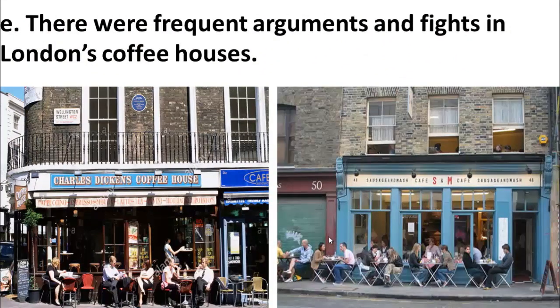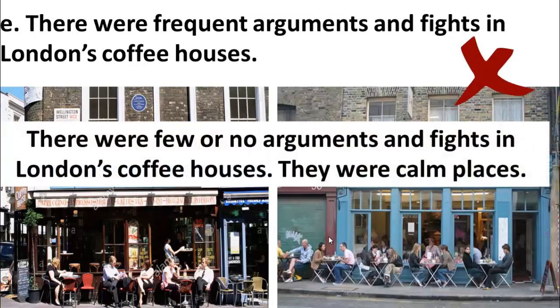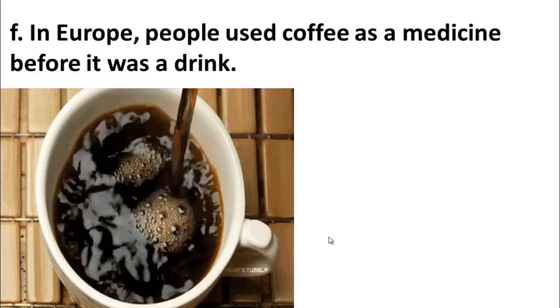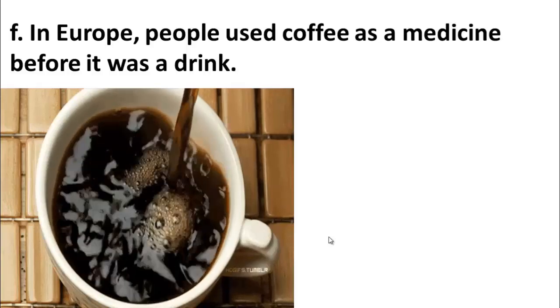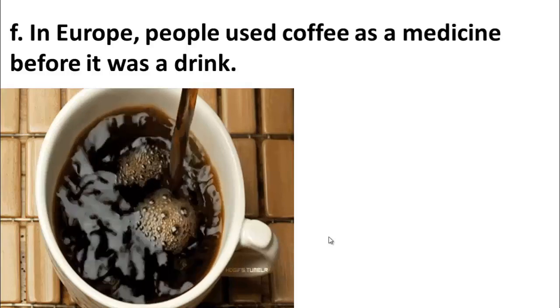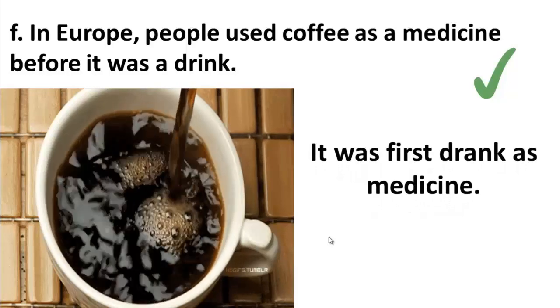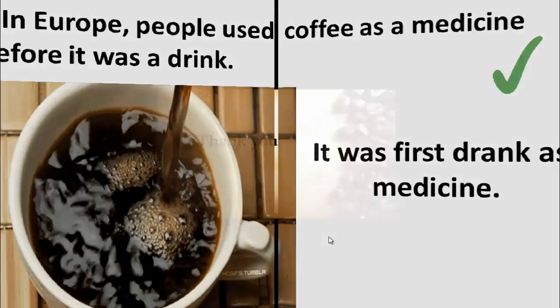Next question: there were frequent arguments and fights in London's coffee houses. Is it true or false? No, it is false. The true answer: there were few or no arguments and fights in London's coffee houses. They were calm places. And in Europe, people used coffee as a medicine before it was a drink. Is it true or false? It is true. It was first drunk as medicine.